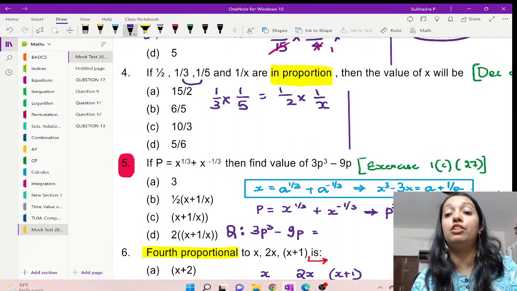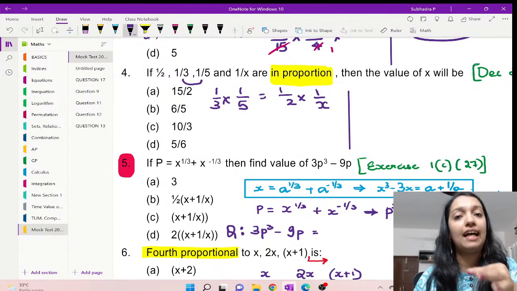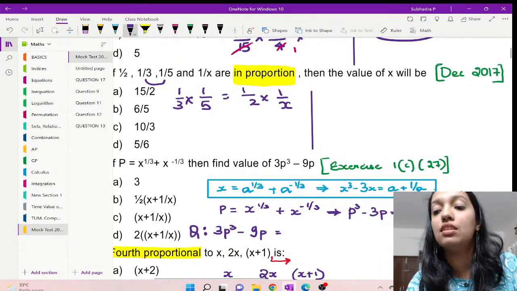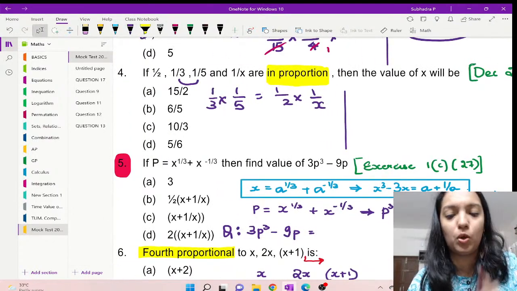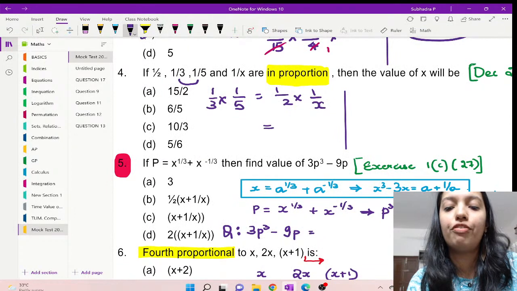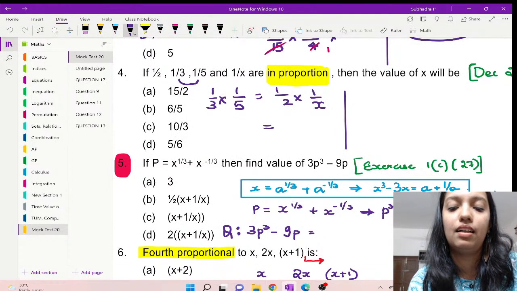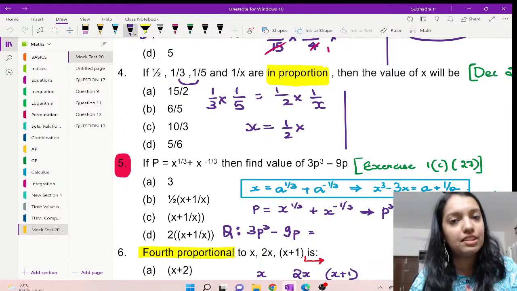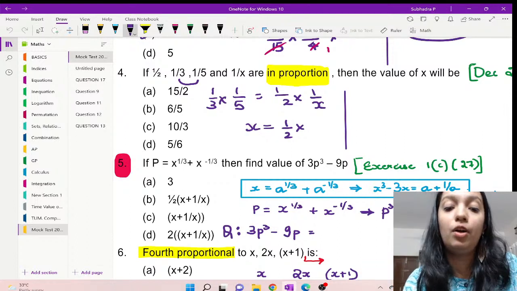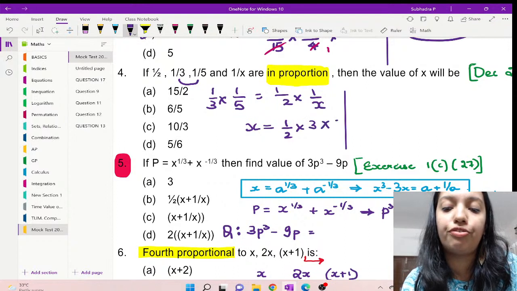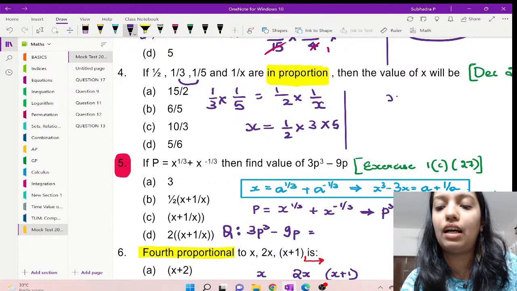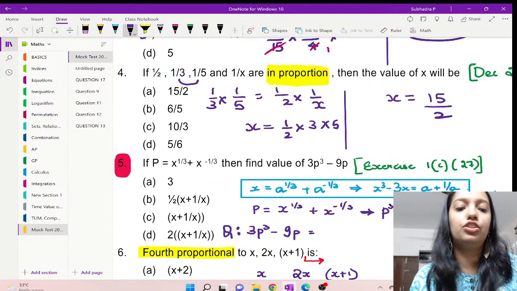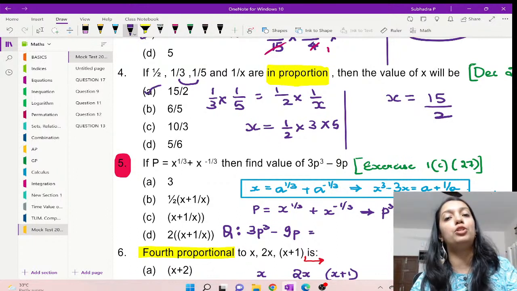What have they asked in the question? Find value of x. Same question has been asked in December 2017 examination. Same question. So if I want value of x, I'll just take x to left hand side. X is equal to, keep 1 by 2 as it is, 3 and 5 are there in the denominator. When they go to RHS side, you have to take them to the numerator. It will be 3 into 5. So your final answer, you can observe that in the numerator, I have 1 into 3 into 5, 15. In the denominator, it is 2. So your answer is 15 by 2, which is option A.